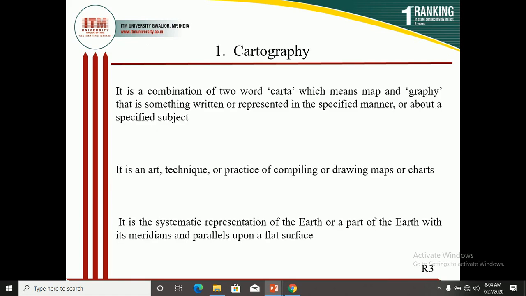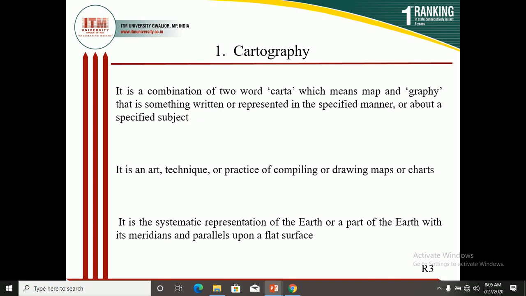Here is the first one, cartography. This is basically used for reporting of data. The word is made up of two Greek words, carta and graphein. Carta means a sheet of paper or map, and graphein means to write. So it is the study and practice of making maps. Carta means map, graphy means to write or represent something in a specific manner.